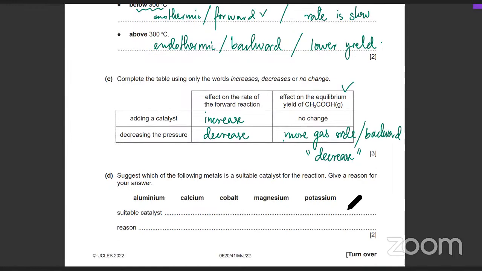Okay, which one out of these is a suitable catalyst? Tell me which ones are catalysts. Like I think one is anhydrous calcium. In the whole periodic table, which elements are catalysts? Transition elements. Cobalt is a transition element, right? So the suitable catalyst is going to be cobalt. Why? Because remember, transition metals are very good catalysts.